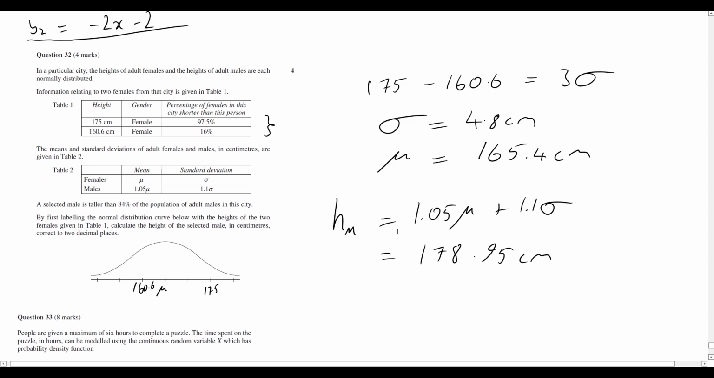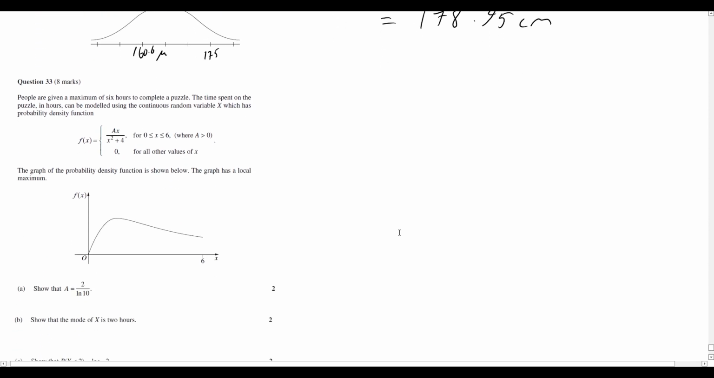Now moving on to question 33. So people are given a maximum of 6 hours to complete a puzzle. The time spent on the puzzle in hours can be modeled using the continuous random variable x, which has a probability density function of ax over x squared plus 4 for x between 0 and 6. So the graph of the probability density function is shown below. The graph has a local maximum.